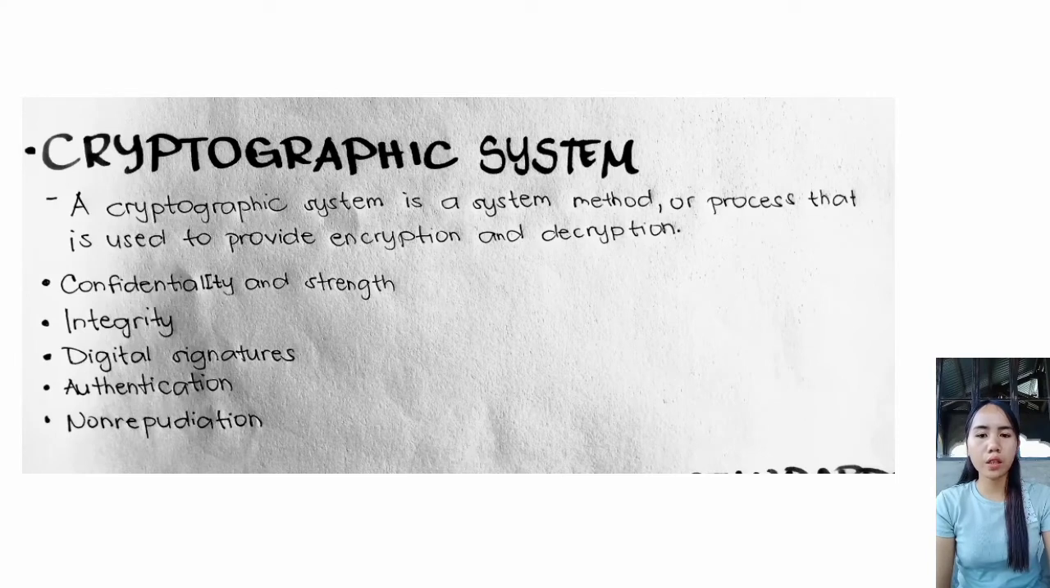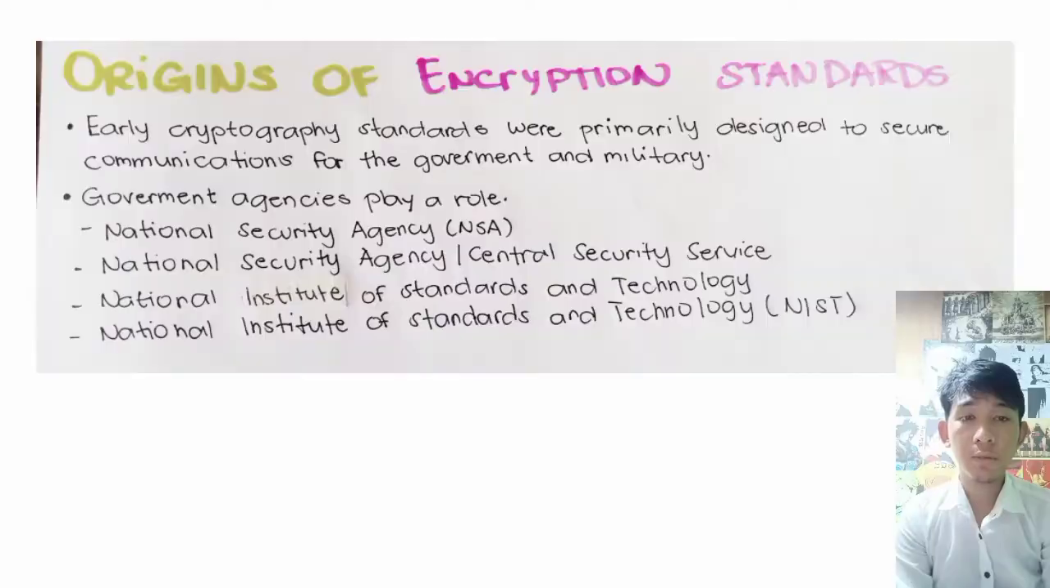Cryptography. A cryptography system is a system, method, or process that is used to provide encryption and decryption, confidentiality and strength, integrity, digital signature, authentication, and non-repudiation. For this discussion, origins of encryption standards: early encryption standards were primarily designed to secure communication for the government and military. Government agencies play a role.